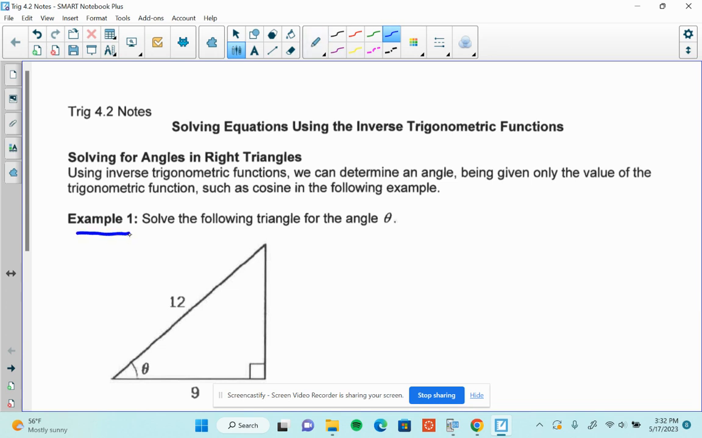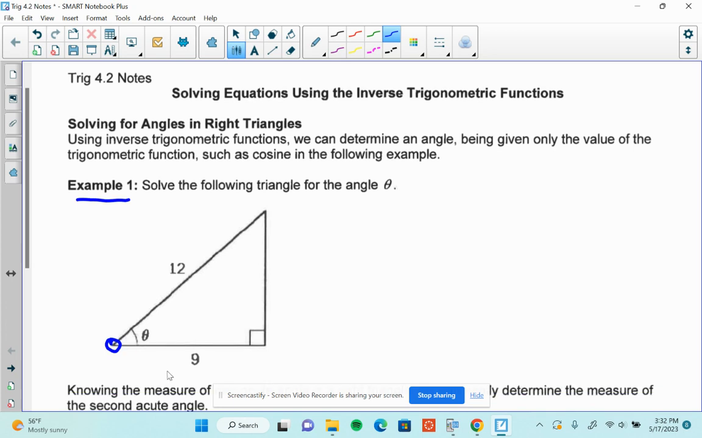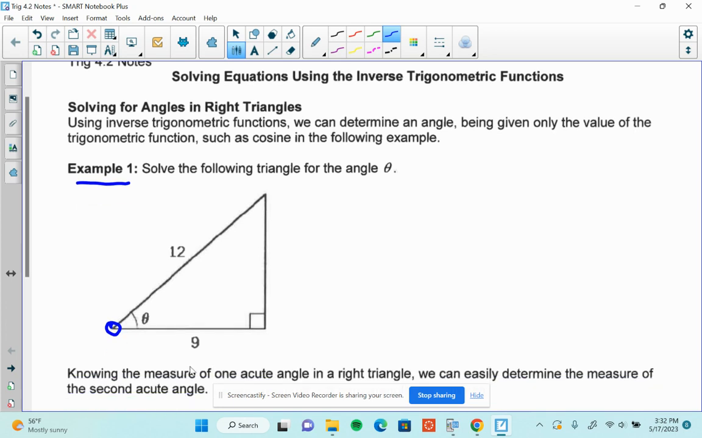Look at example 1. Solve for the angle theta. So theta is down here in this corner. And based on this angle, this is the opposite leg over here. This is the adjacent leg here. And of course, here's the hypotenuse across from the right angle. So what we have is an equation that we can write down.